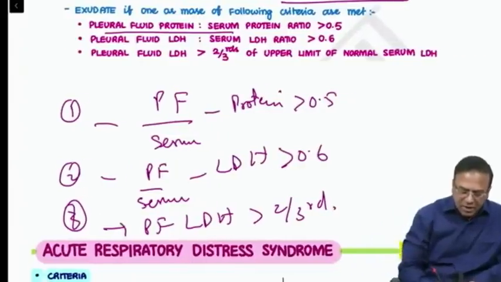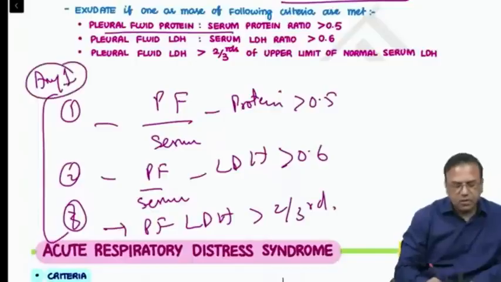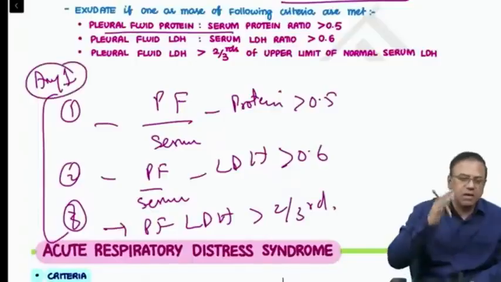Light said any one of these positive is exudate. Any one, not 2, not 3, any one positive, it is exudate.